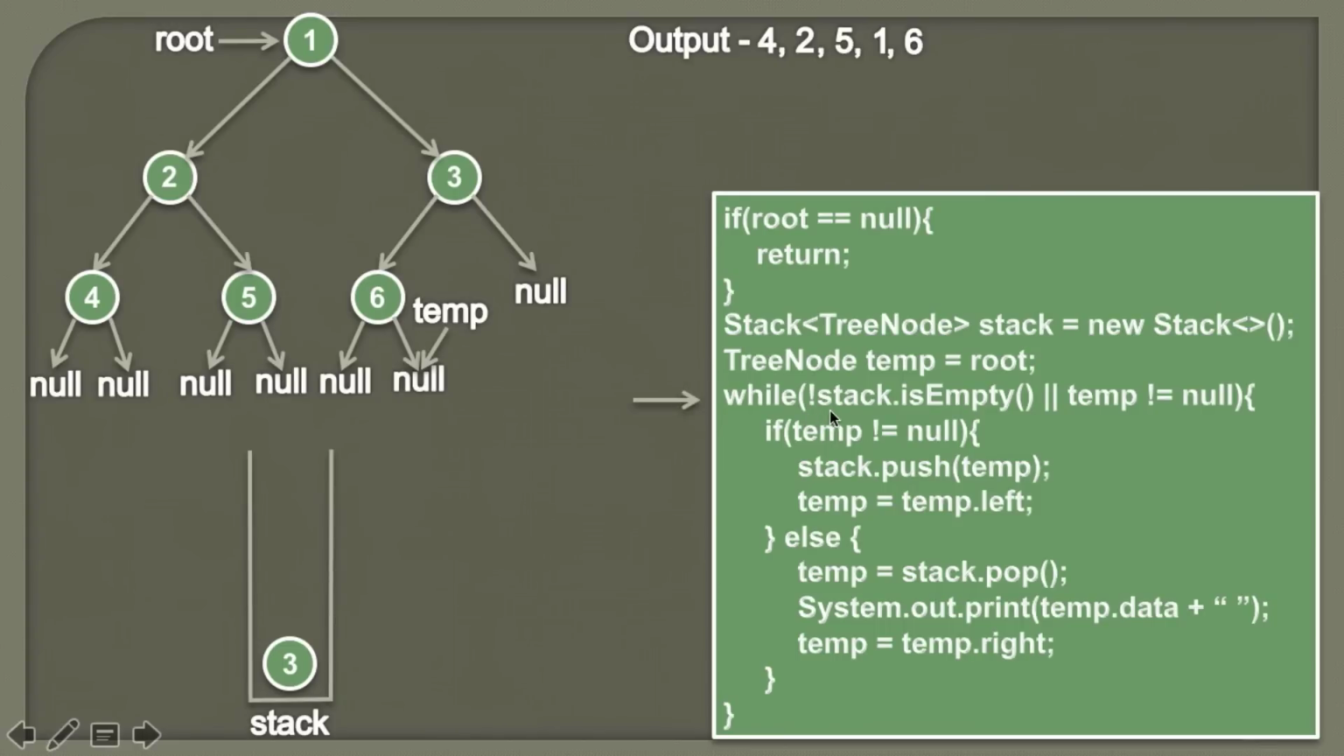So in the while block we'll check whether stack is empty or not. So currently stack is not empty, so this condition comes out to be true. But temp is pointing to null. So the overall condition comes out to be true. So the while block executes. We check whether temp is equal to null or not. So here temp is equal to null. Therefore the condition in if block comes out to be false. So the else block will be executed.